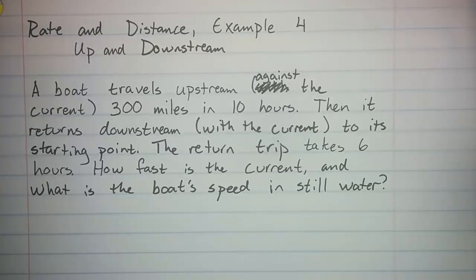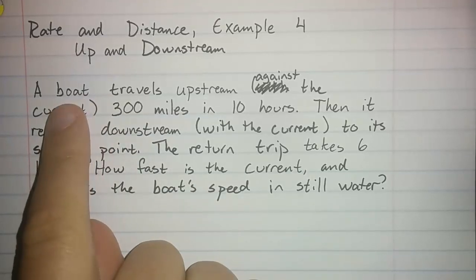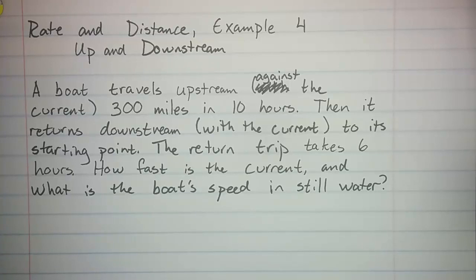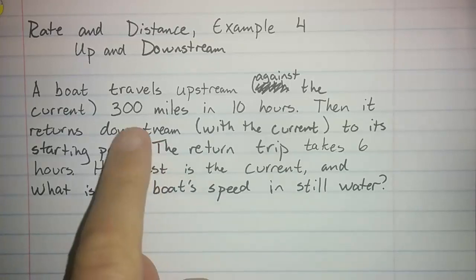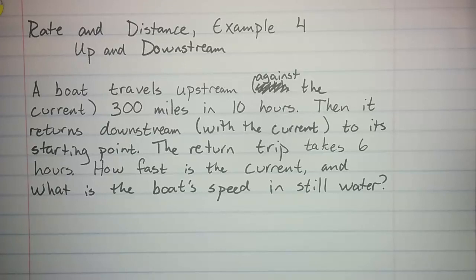The last kind of rate and distance problem we're likely to meet in a systems of linear equations context has to do with traveling up and downstream. So in this story, a boat travels upstream, that is, against the current, for 300 miles in 10 hours. Then it returns downstream with the current to its starting point. The return trip takes only 6 hours. And we'd like to know how fast is the current, and what is the boat's speed in still water.